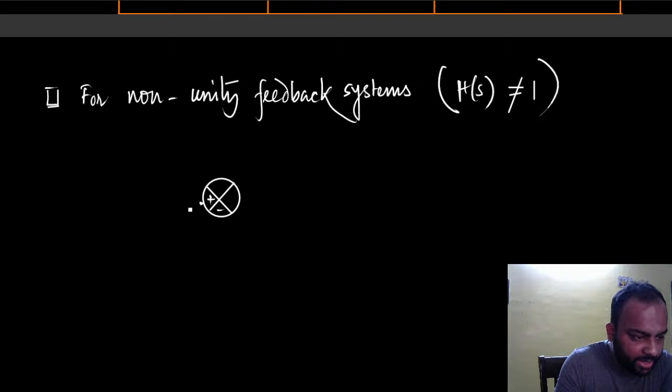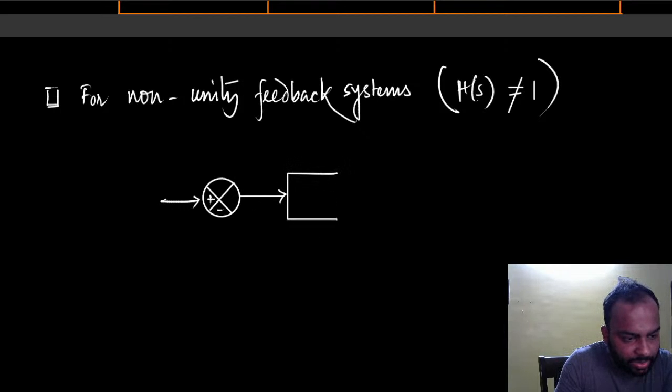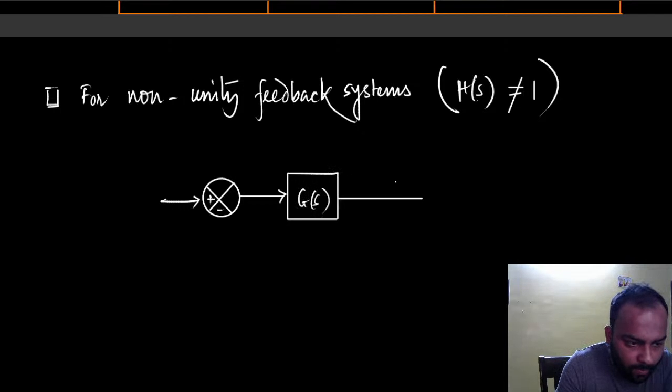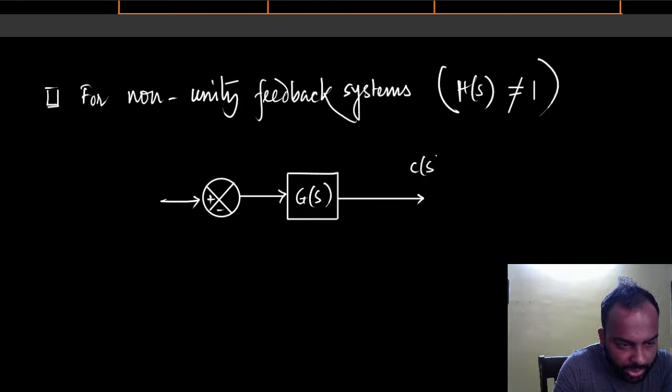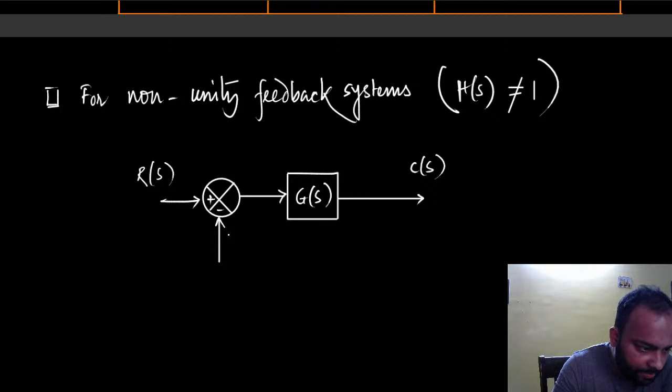So how do we define error signal? Because I'm talking about error. Error is the difference between RS and CS. Unfortunately, for a non-unity feedback system, I never have RS minus CS, because CS is fed back through a feedback element. Again, this is CS, this is RS, and this is now being fed back by a feedback transfer function.